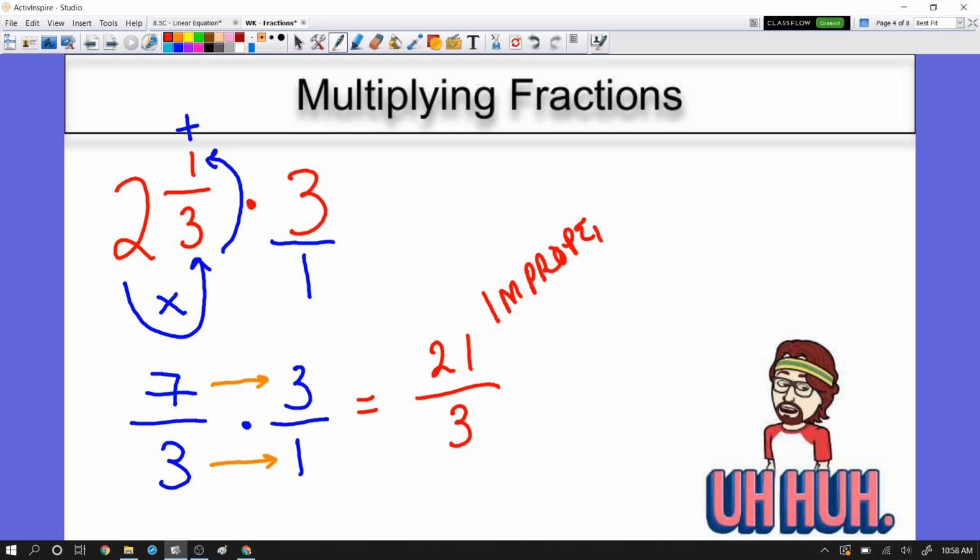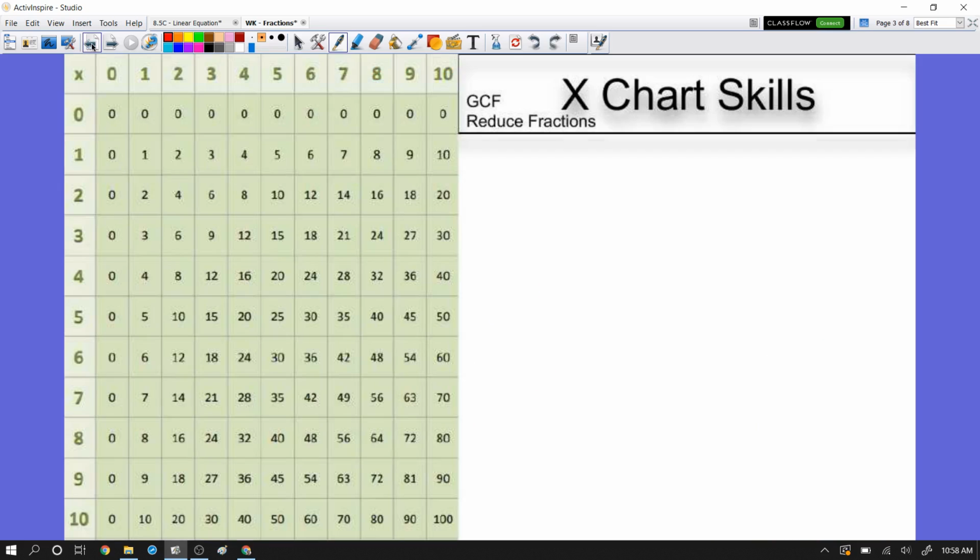You don't want to leave it as an improper fraction. You want to turn this back into a mixed number. So there's two things we can do. You can think about how many times 3 goes into 21. And I'm just going to go to the multiplication chart. I'm going to go by threes and see how close I can get to 21. Oh, man, sweet. There's 21 right there. It went in 7 times.